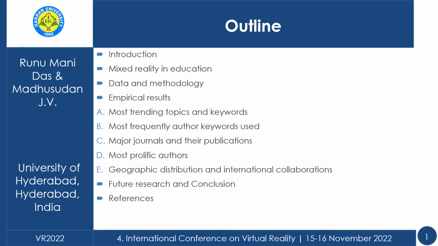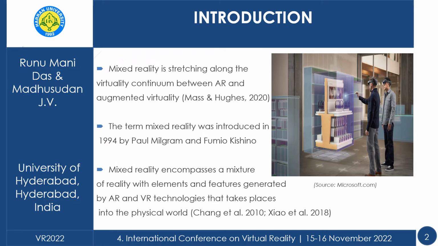Outline. The outline of the study is shown as: introduction, mixed reality in education, data and methodology, empirical results, which are most trending topics and keywords, most frequently used author keywords, major journals and their publications, most prolific authors, and geographic distributions and international collaborations. So these are the empirical results, and lastly future research and conclusions with the references.